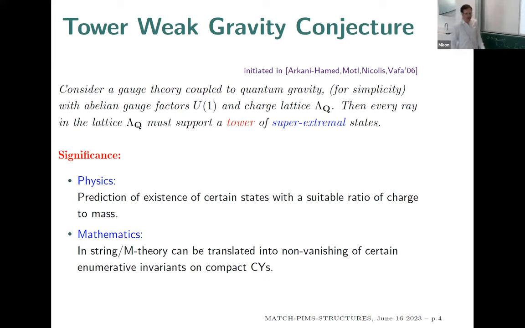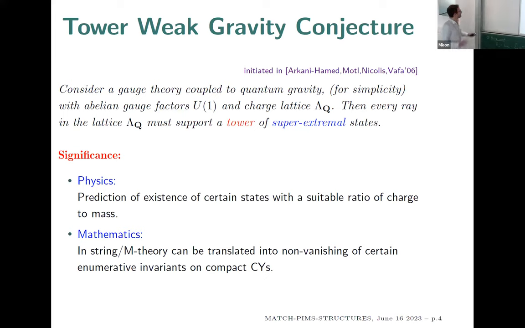If you have a gauge sector coupled to quantum gravity, so for example, one gauge theory or Yang-Mills gauge theory more generally, and for simplicity I'm only focusing on the Abelian part, and you have a certain charge lattice associated with this gauge theory, so charged objects, charged states, or representations of the gauge group, then every ray in the charge lattice must support a tower of super extremal states. That's the claim. I'll define in a second what I mean by this.